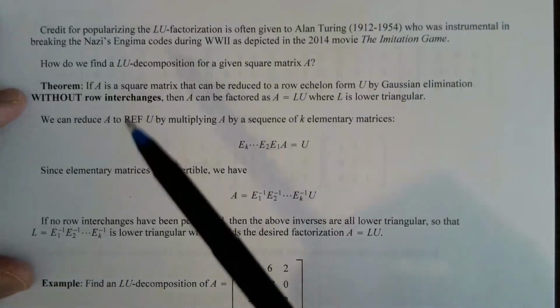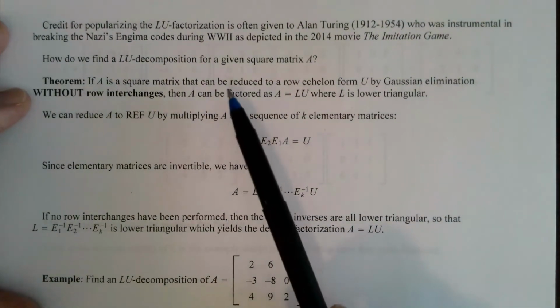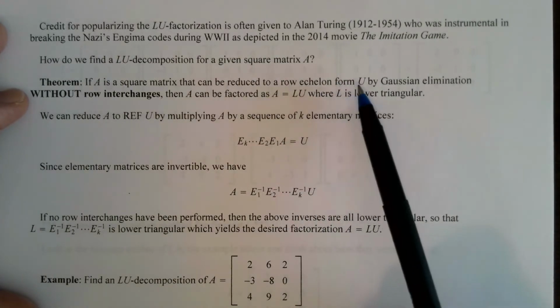At any rate, how do we find this LU decomposition? Well, we have this theorem I want to just look at. We're not going to prove it, but if A is a square matrix and it can be reduced to row echelon form, U, and notice any row echelon form is going to be upper triangular.